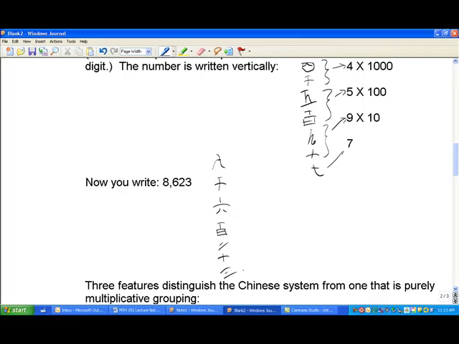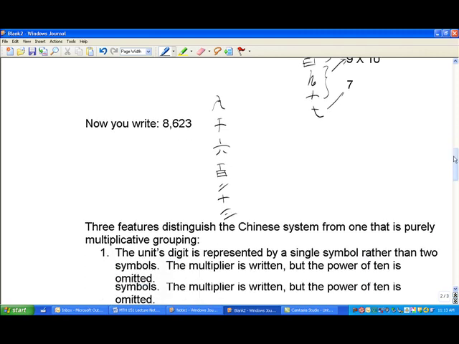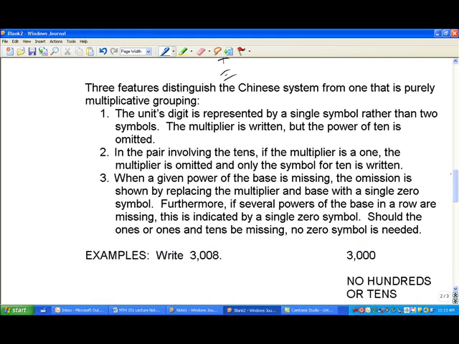So we get 8,623. So hopefully you got that one right. Now, the hardest part of the Chinese system are the three features that actually distinguish it from one that is purely multiplicative grouping. We've been doing the first one.